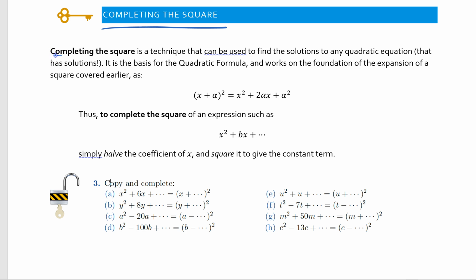Completing the square is a technique which is based on the expansion of a square, the square of a binomial. So you'll remember, if I have something plus something all squared, it's square of the first, square of the second, and twice their product.